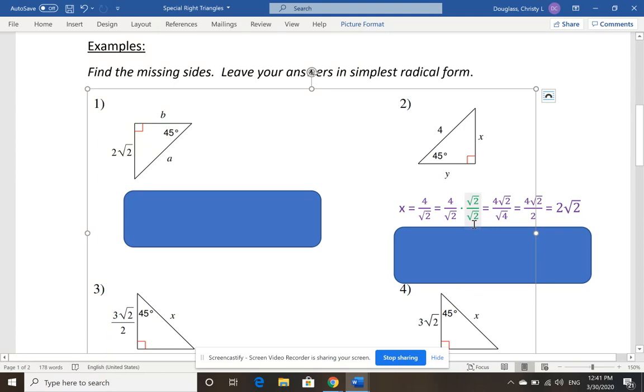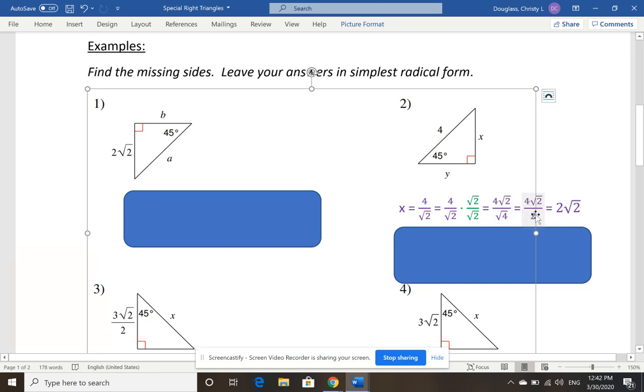Now, if you want additional practice with rationalizing the denominator of a fraction, you could simply Google that, or we could talk about that at a later time. So I'm multiplying 4 times the square root of 2 in the numerator, 2 times the square root of 2 in the denominator to get the square root of 4. And once again, the square root of 4 is 2.